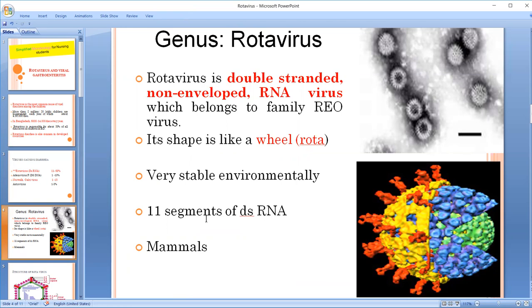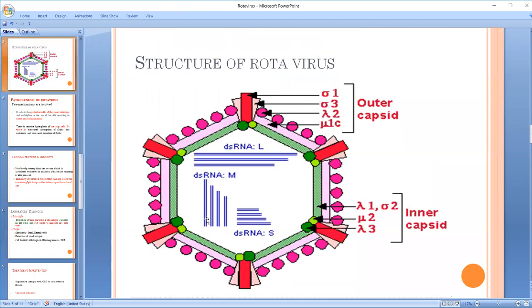It has got 11 segments. You see, this is the structure. There are segments. We can count 11 segments. So you will have to remember: double-stranded, 11 segmented virus, RNA virus.